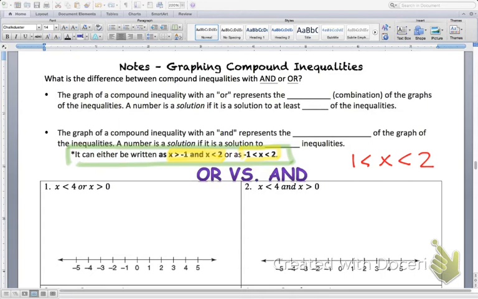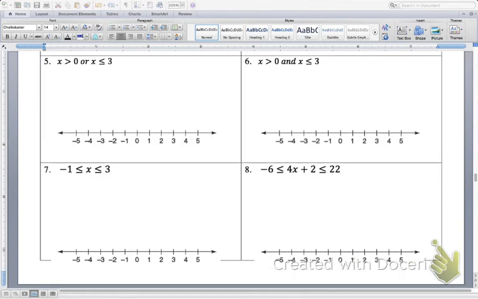So these always represent the and inequalities, and they're actually easier to graph. So let's go ahead and graph number 7. The reason why is you don't have to worry about any of that overlapping. This pretty much means that x is just any number in between -1 and 3. So you're going to just highlight everything in between the 2 numbers that you were given. Remember, this is an and inequality even though we don't see the word. So we're just going to highlight everything in between.